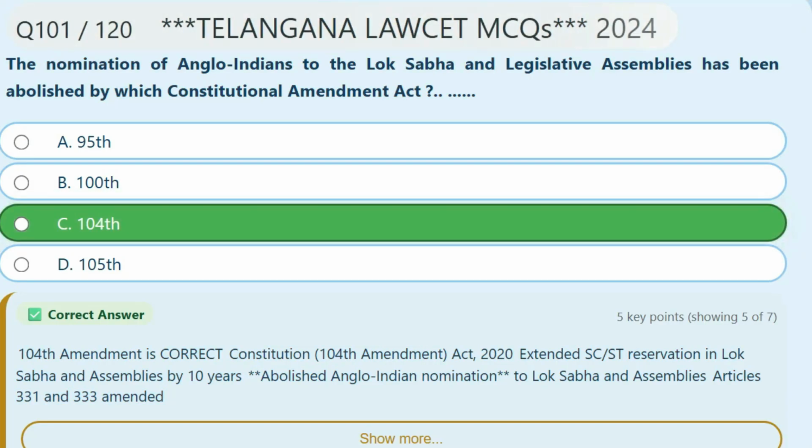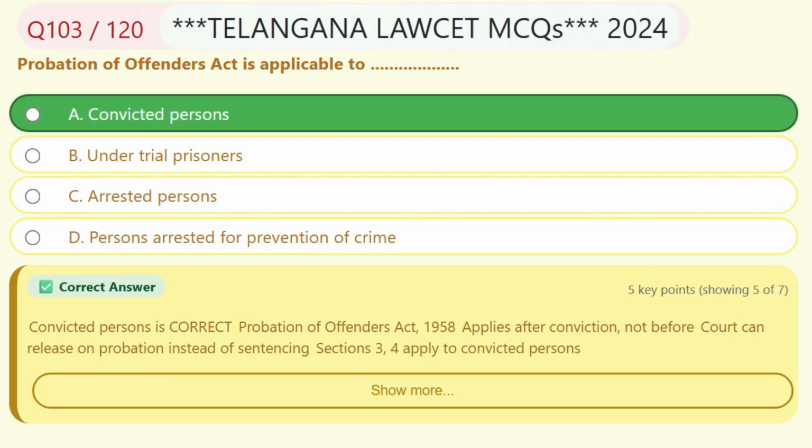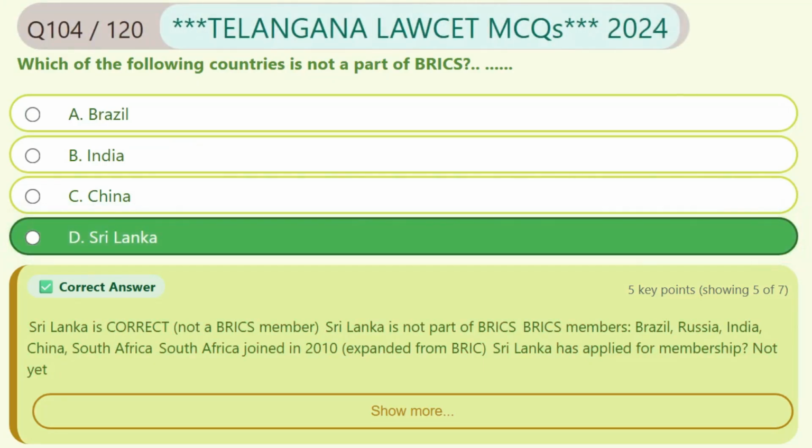The nomination of Anglo-Indians to the Lok Sabha and legislative assemblies has been abolished by which Constitutional Amendment Act? 104th. A rule under international law which binds all states and does not have any exceptions is the jus cogens rule. Probation of Offenders Act is applicable to convicted persons. Which of the following countries is not a part of BRICS? Sri Lanka.